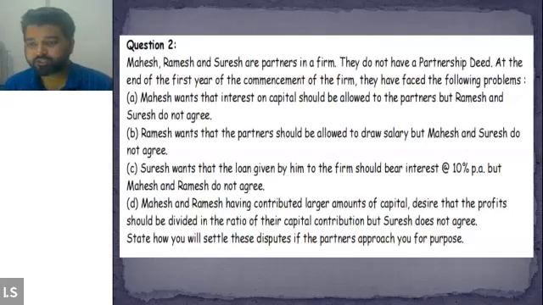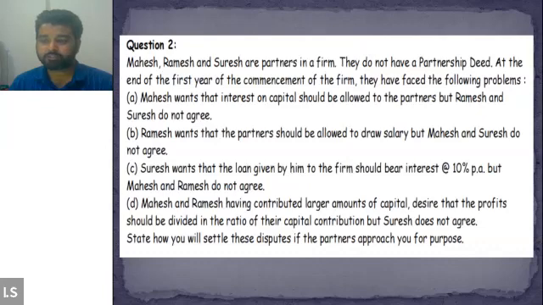Now the last one is Mahesh and Ramesh have contributed larger amount of capital. Okay, so there are three partners, no? Mahesh, Ramesh, and Suresh. Since Mahesh and Ramesh have contributed larger amount of capital, they desire that profit should be divided in the ratio of their capital contribution. But Suresh does not agree. All right. So clearly, at the time of entering into partnership, partners basically did not talk about the sharing of the profit and losses, in which ratio they will be sharing the profits and losses of the business.